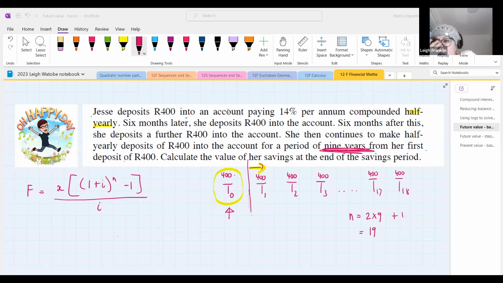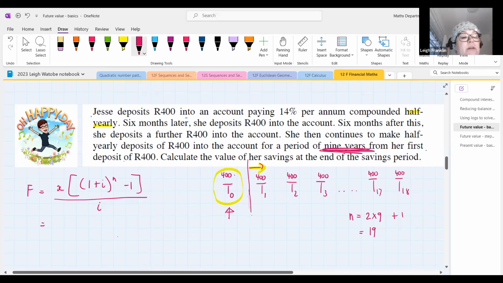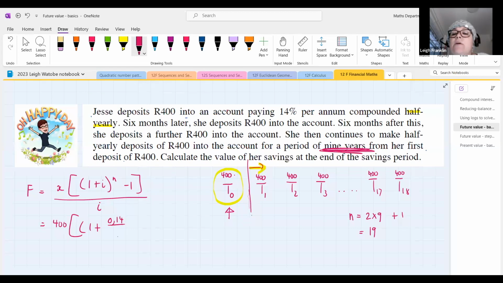Okay, so this is a difficult one. All right, it's unfortunately not as direct. The information is not as obvious as the first example that we did. Okay, but hopefully now we understand it a little bit better. Okay, so 400, and then we're all going 1 plus our interest rate is 14%, compounded half yearly, so we have to divide it by 2 to the power of 19 minus 1 over.